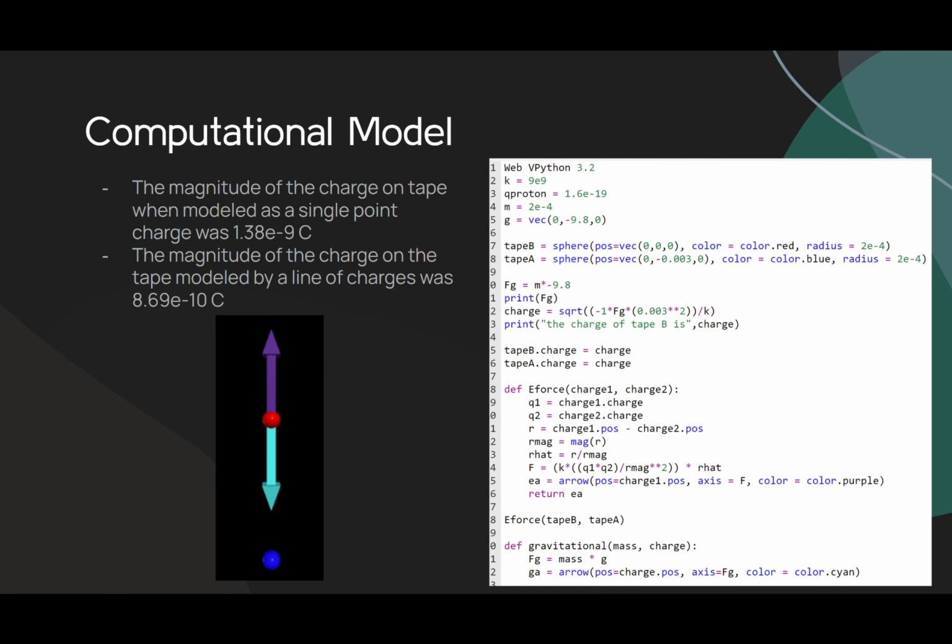Computational model. We also created a computational model to compare the charge distribution. The charge, when modeled as a point charge, was 1.38 times 10 to the negative 9 coulombs. However, when modeled as a line charge, the charge was smaller, at 8.69 times 10 to the negative 10 coulombs. The computational model helped visualize how charge is distributed along the tapes and the interactions between the two tapes.